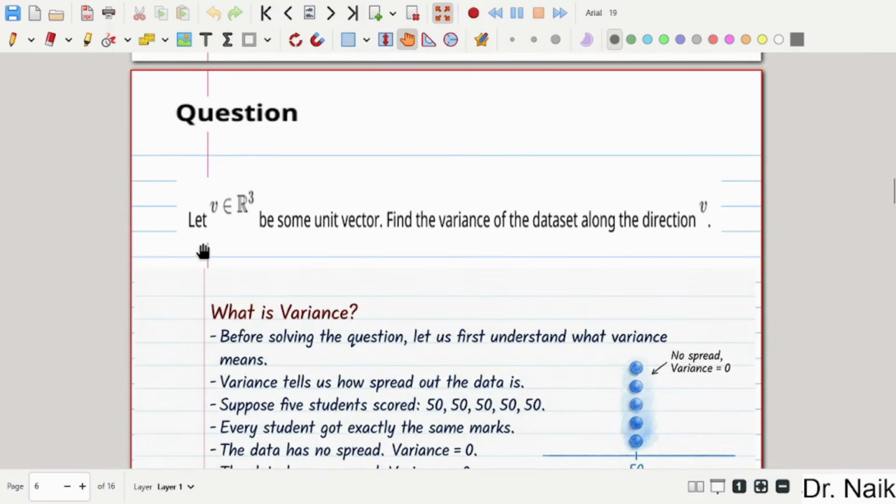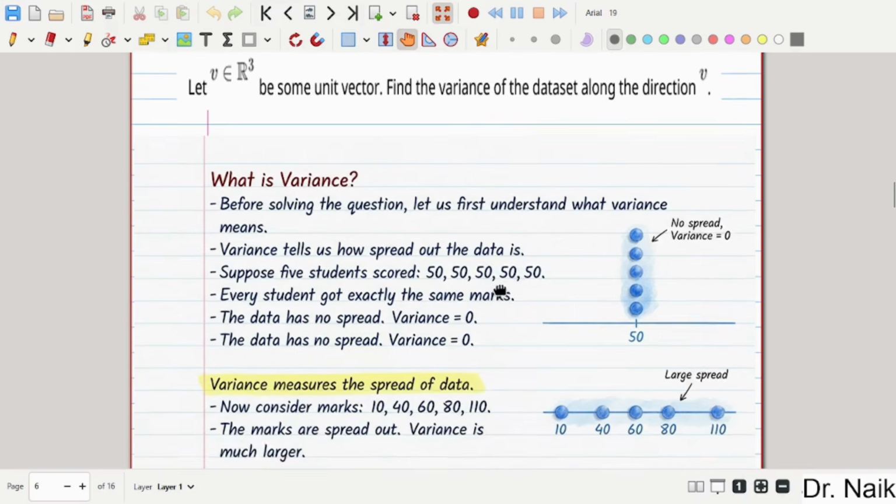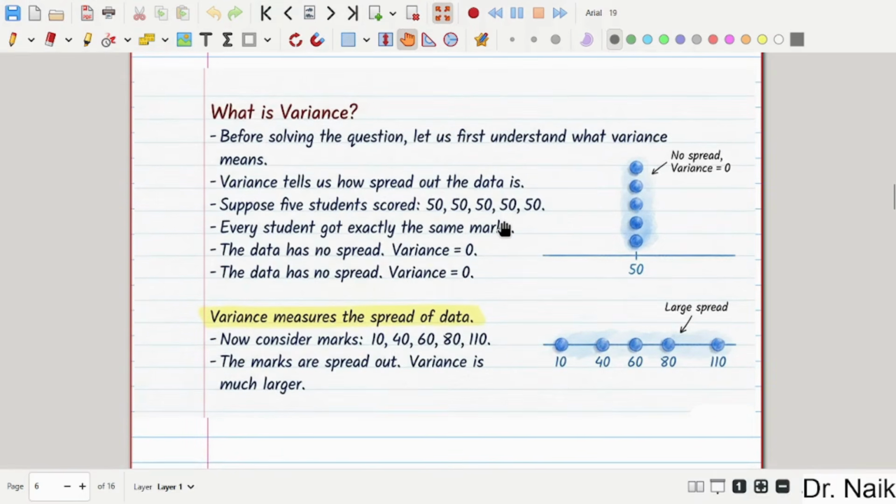Next question. Let v be an element of R3, a unit vector. Find the variance of the data set along the direction of v. So now understand what is variance. A variance tells us how spread out the data is.